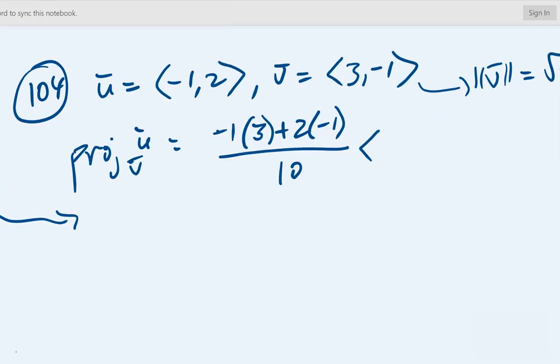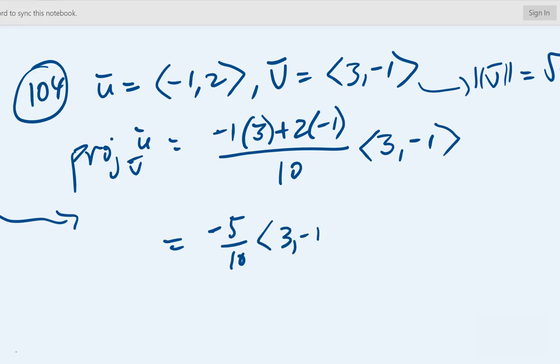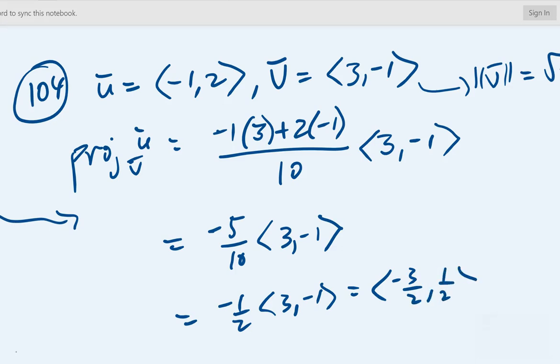And now we're going to multiply times v itself. This looks like a J, it's a v. So that's 3, -1. All right, so what is all this mess? This is -3 minus 2, which is -5, over 10, times 3 comma -1. So that would be -1/2 times 3, -1, which is -3/2 comma 1/2.